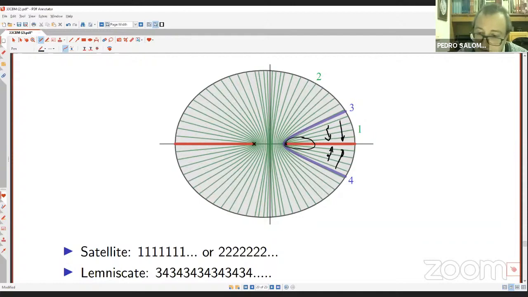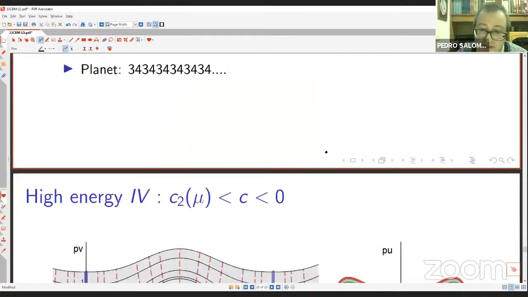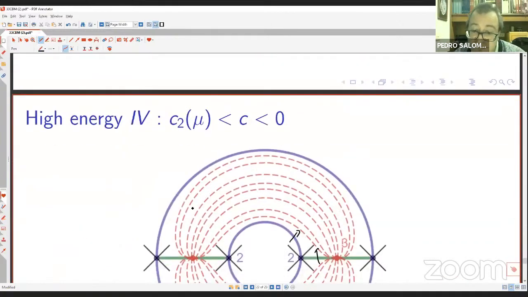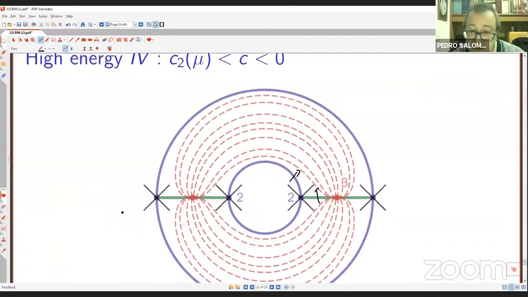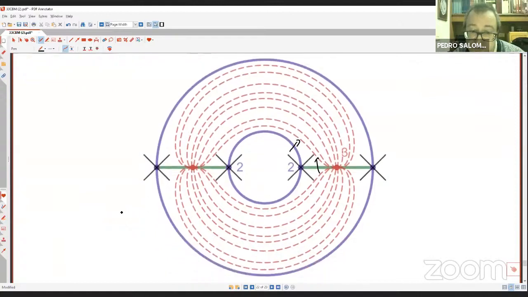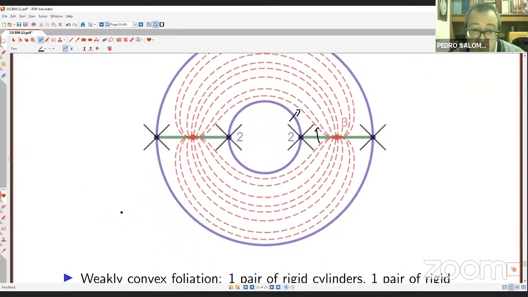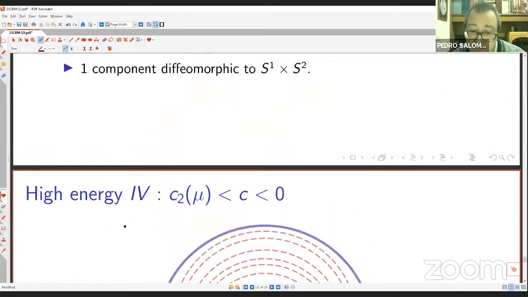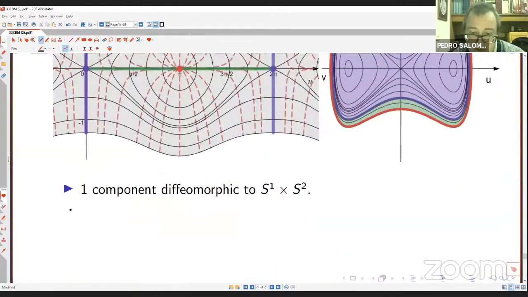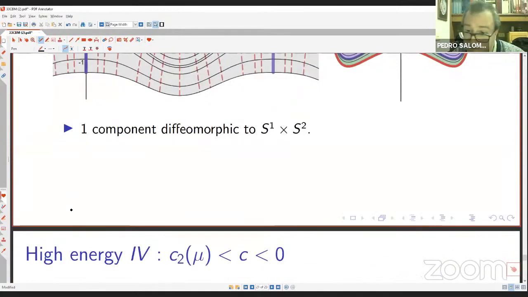And then when you cross, the foliation is, you know, these orbits, they are an important part of the foliation, and now you have this strong transition from one type of foliation to the other, and the dynamics is different. Okay, that's what we observe.